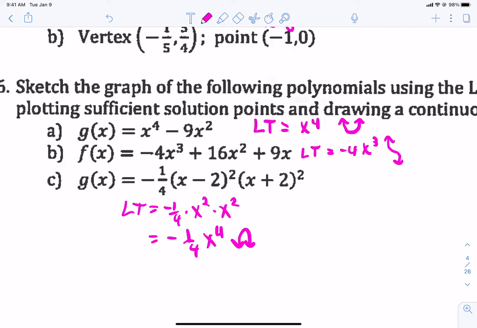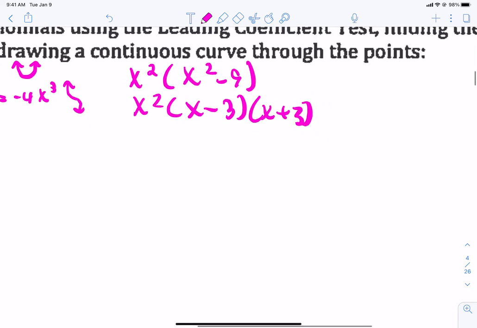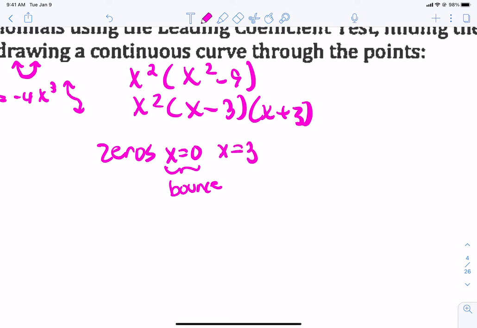Now let's go back to A and let's decide how we're going to draw it. So we want to try to factor it if possible. And there is an x squared living in both of those. And then we can factor one more time. So what does that tell us? Well, we have zeros at x equals 0. Do you see how there's two of them? So that means that there is a bounce. And then we have an x equals 3. We only have one of those. And an x equals negative 3. So at 0, we're going to bounce. At 3 and negative 3, we're going to slice through the x-axis.